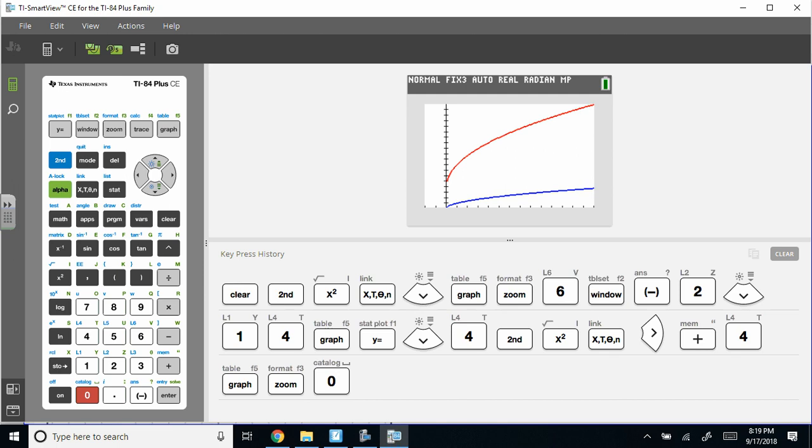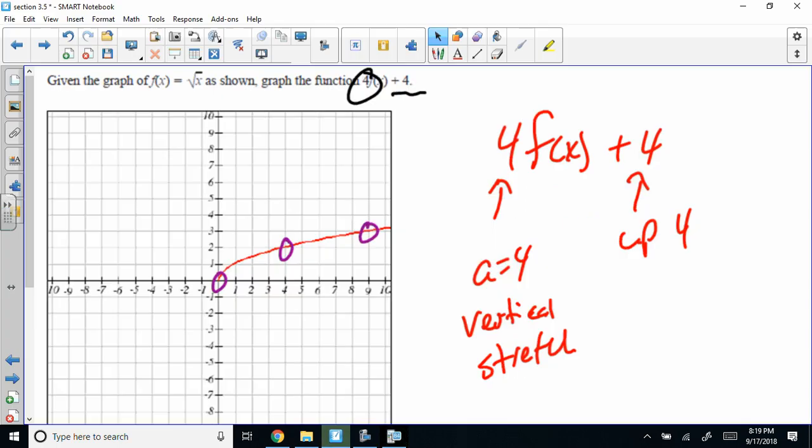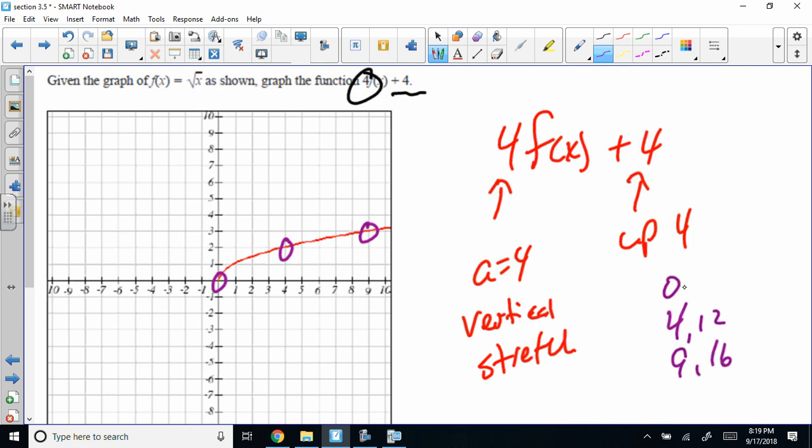Okay, so what did we choose? Let's go back and look. We said that at 4, our new points ought to be what? 4 times 3 is 12. So that's 9, 16, right? And then 0, and then 4. So there's my new points, right? Let's just make sure it's right. So y'all remember 0, 4, 4, 12, 9, 16? Y'all ready? Here we go.